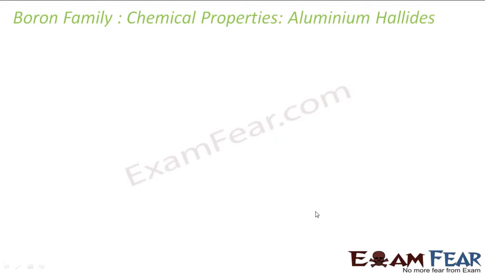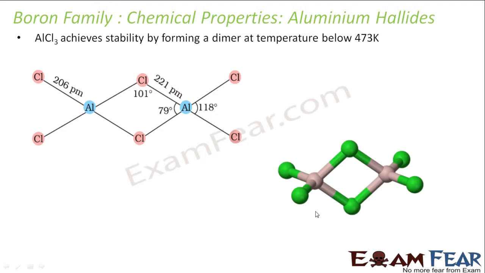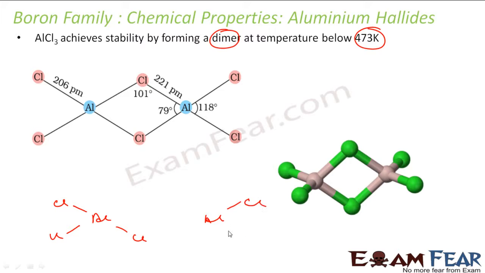So let's see aluminum halide now. Aluminum halide forms a dimer structure, as I told, at a temperature below 473 Kelvin. If you see the aluminum structure here, if you see this aluminum here, I have Cl here, I have Cl here, I have Cl here. One more aluminum, let's suppose I have Cl here, I have Cl here, and I have Cl here, correct?